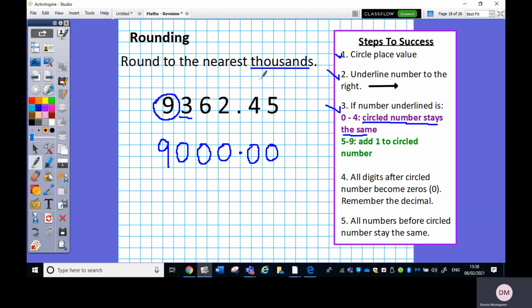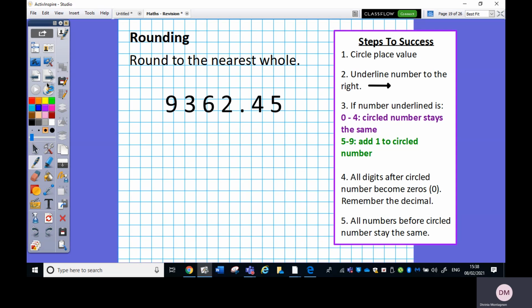So now that I've rounded to the nearest 1,000, I know that 9,362.45 when rounded to the nearest 1,000 is 9,000. Great. Okay, so now let's do this. I'd like you to read out the first one.